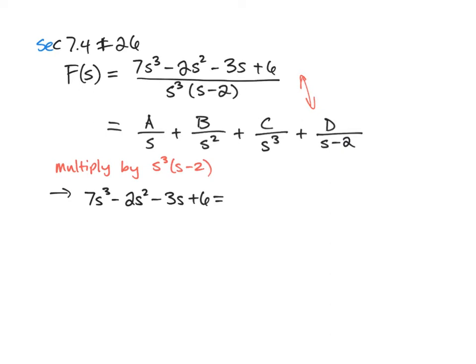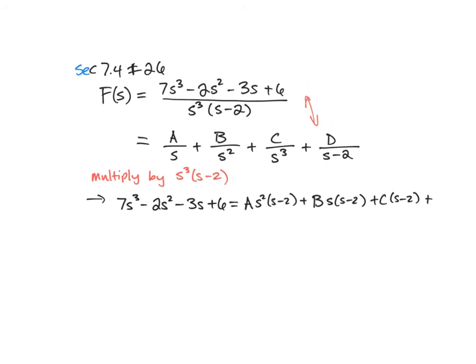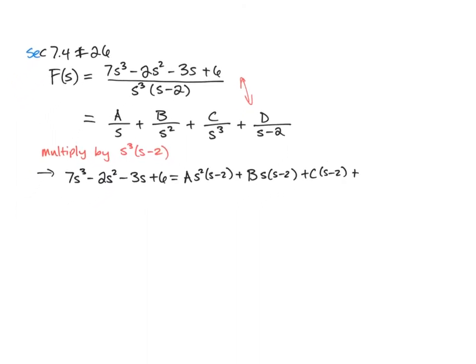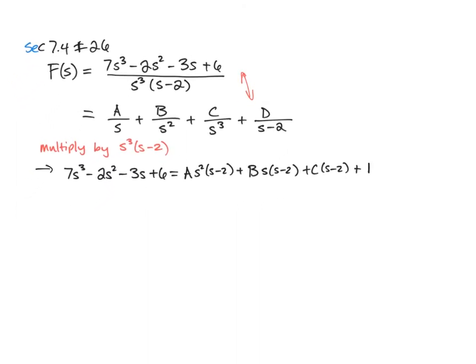And on the right-hand side, when we multiply everything by s cubed times s minus 2, we will be left with a times s squared times s minus 2, plus b times s minus 2, plus c times s minus 2, plus, let's make a smidge more room here, plus d times s cubed.